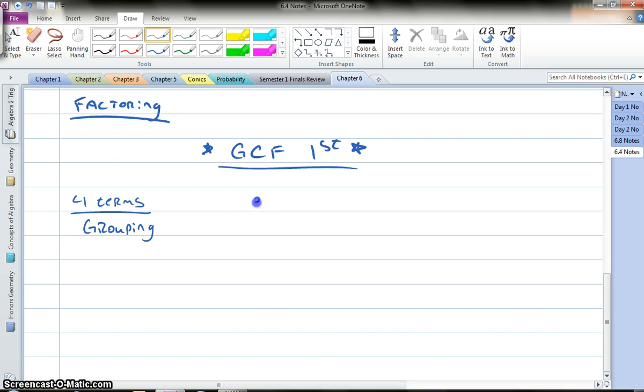Now, when we have 3 terms, we're typically dealing with a quadratic. So we always look for GCF first, and then we look at old school factoring. That's 2 numbers that multiply to this, add to that. Similar to what you did in geometry and what we've been doing all this year. And then if that doesn't work, we resort to Batman. Before, Batman was our last resort. Now we've got a lot more.